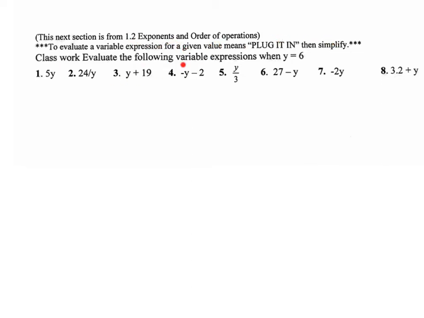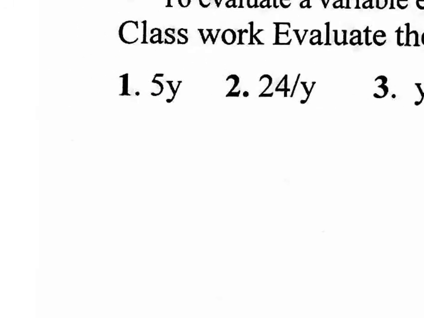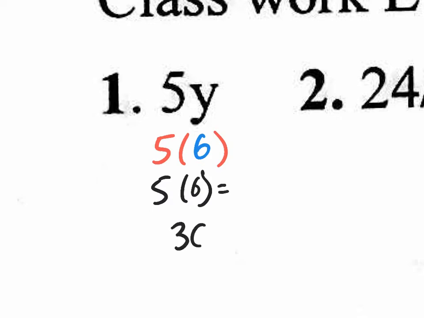So in class, we're going to eventually do this. We're going to say evaluate the following variable expressions when y equals 6. So like on number 1, it says 5y, but that's an algebraic expression that tells you to do something. It says 5 times y, and above on the instructions it says that y is what? On the instructions, what does it say? Y is what? 6. Y is 6. So when you plug it in, you have 5 times 6. Why did I write that again? I don't know, but the answer is 30. That's what we call evaluating a variable expression.